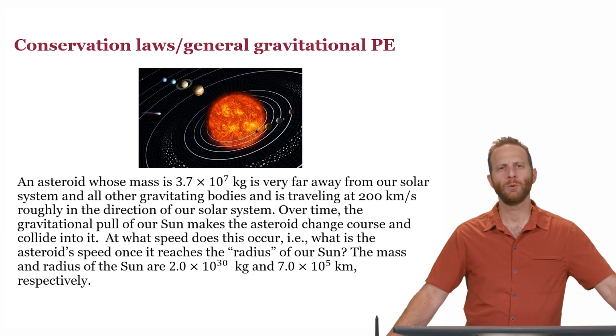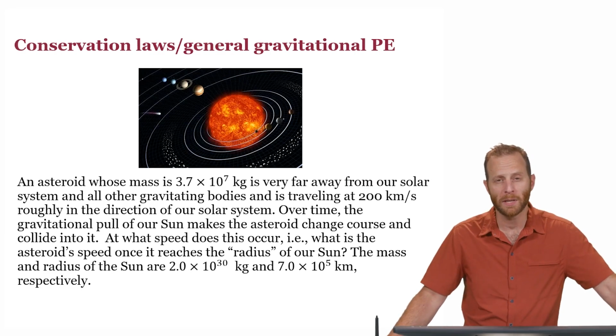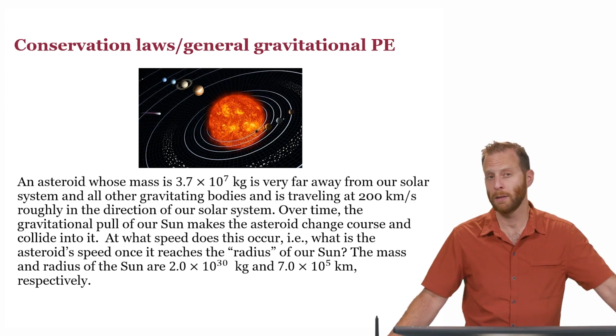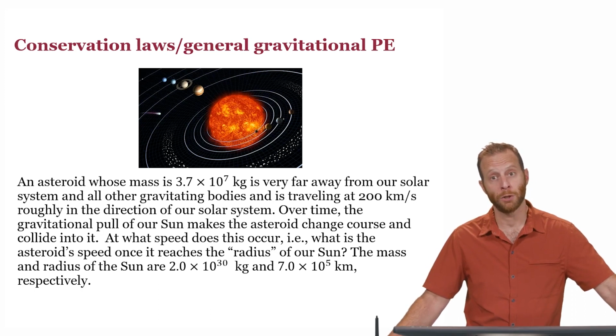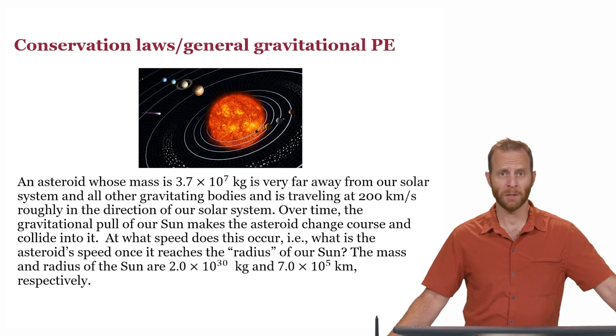Okay, an asteroid whose mass is 3.7 times 10 to the 7 kilograms is very far away from our solar system and all other gravitating bodies, and is traveling at 200 kilometers per second, roughly in the direction of our solar system. Over time, the gravitational pull of our sun makes the asteroid change course and collide into it. At what speed does this occur?